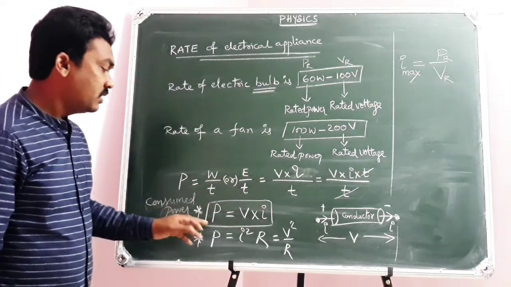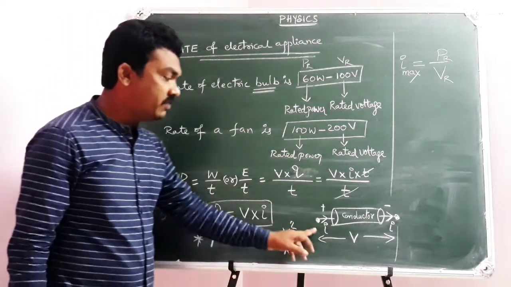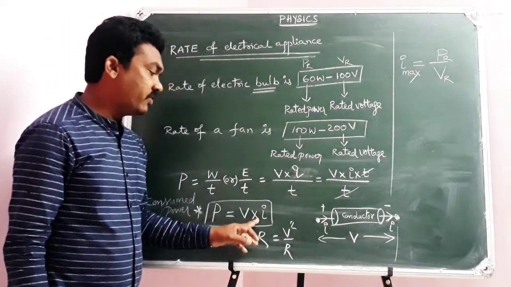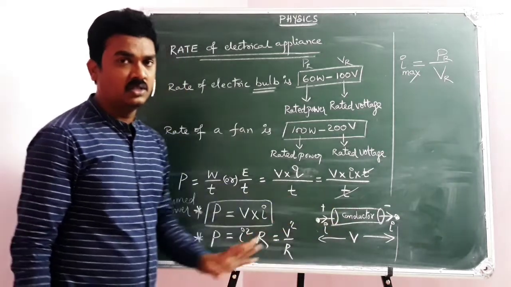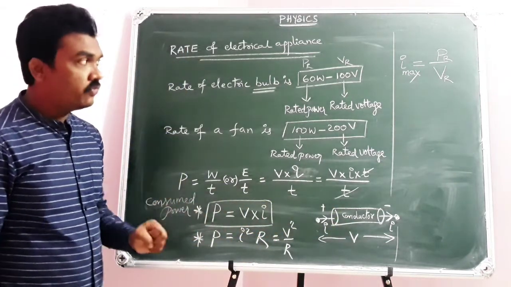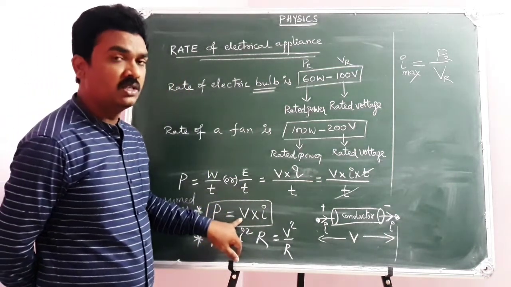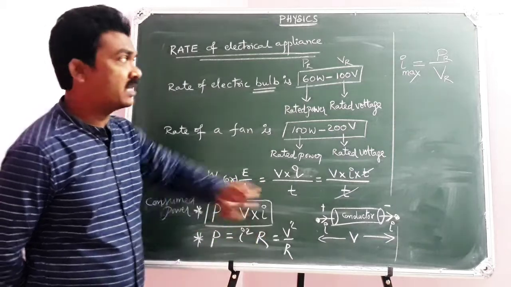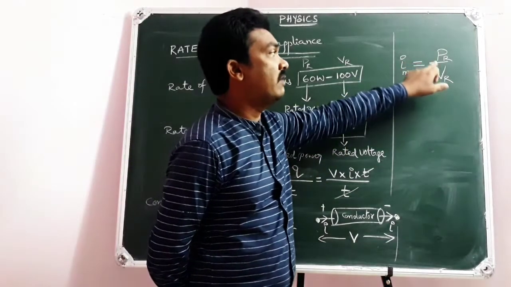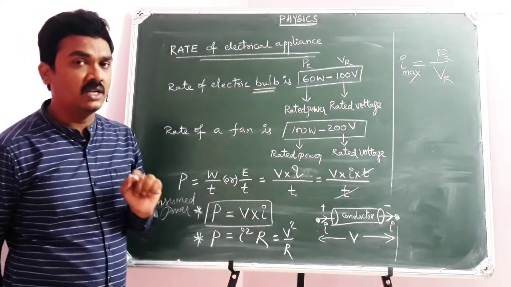While I am calculating consumed electric power, then V is the potential difference across the appliance, I is the current passing through that appliance, then I will get the electric power consumed. If P is rated power, V is rated voltage, then I is the maximum safe current that can travel through this electrical appliance. That's what I am telling.